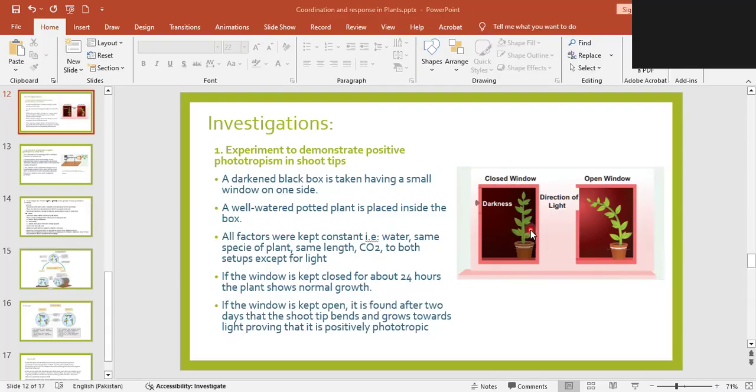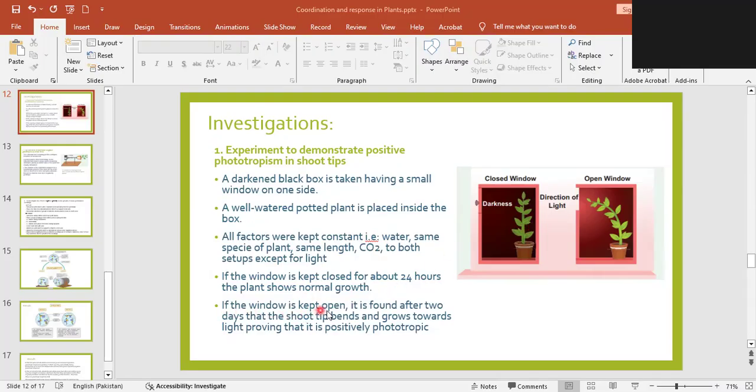But the growth will be slow. Plus there will be no bending of the plant because there is no source of light, so the plant direction will be straight upward.